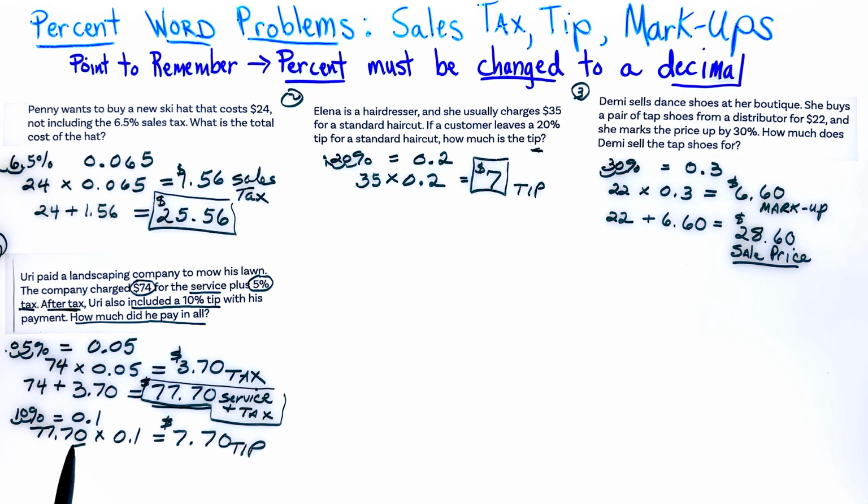So now we've got to take the service and the tax, and we're going to add it to the tip to find out his total payment. And when you add those two together, you get $85.40. And this would be the answer to this question.